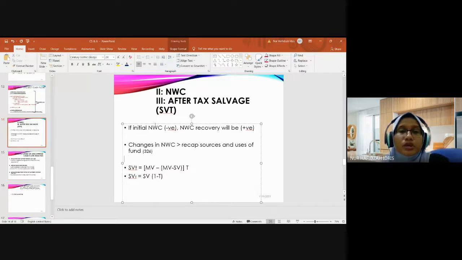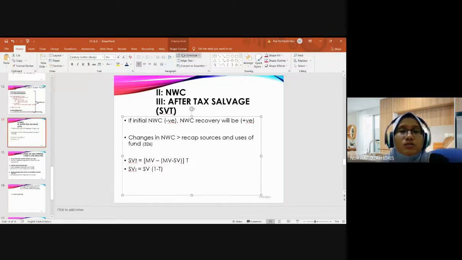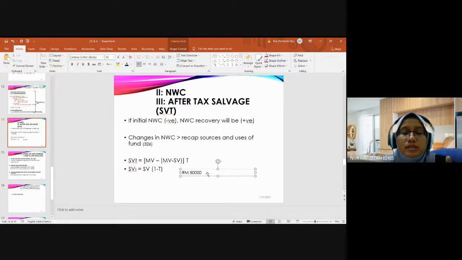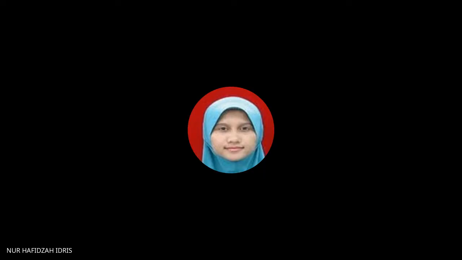Okay, information given. Kalau dalam soalan, the question only mentions one value. Okay, dia bagi satu je. Contohnya dia kata, at the end of the project, the machine is estimated to be valued at 50,000. So ni cuma mention sekali saja. Cost of the machine tadi tu cost dia berapa? Cost of the machine is RM500,000.